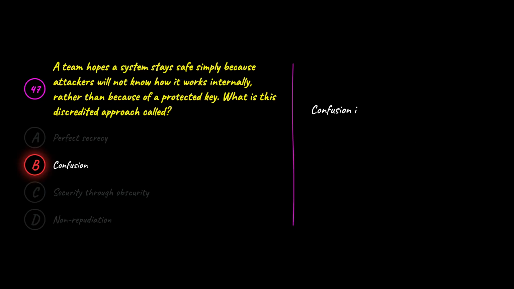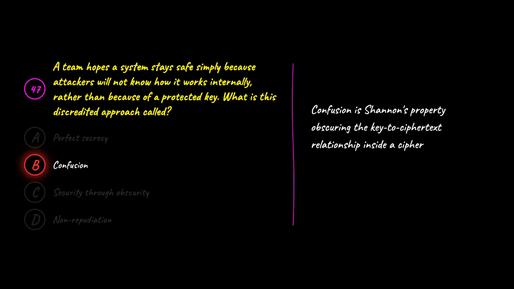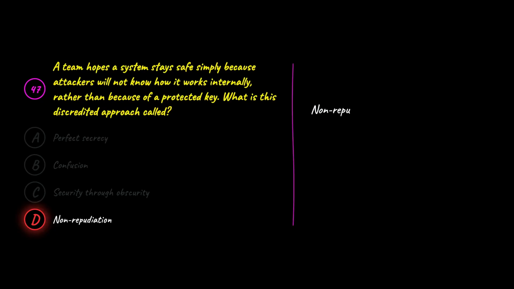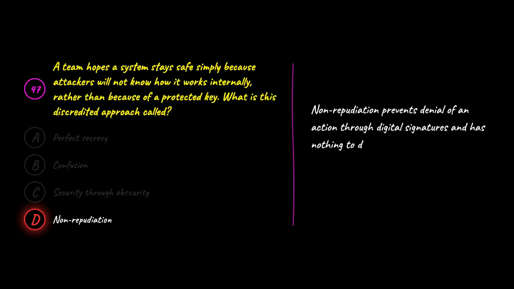B is wrong because confusion is Shannon's property obscuring the key-to-ciphertext relationship inside a cipher, not a flawed reliance on secret design. The two are unrelated. D is wrong because non-repudiation prevents denial of an action through digital signatures and has nothing to do with hiding how a system works. It is a security service, not a design philosophy.